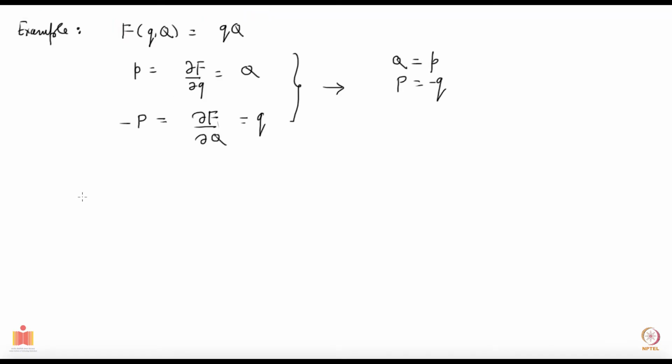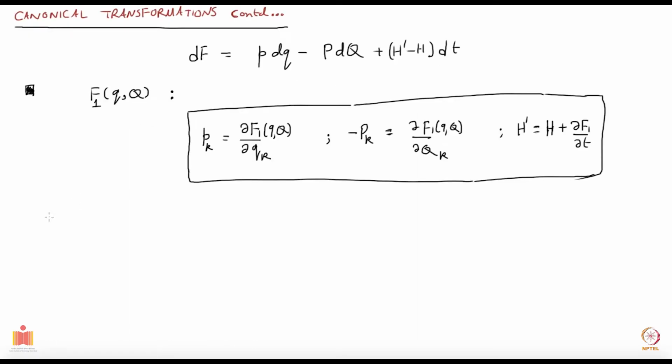And we also saw an example of this generating function, and we saw that this was just interchanging what we call coordinates and what we call momenta. Now let's proceed further.